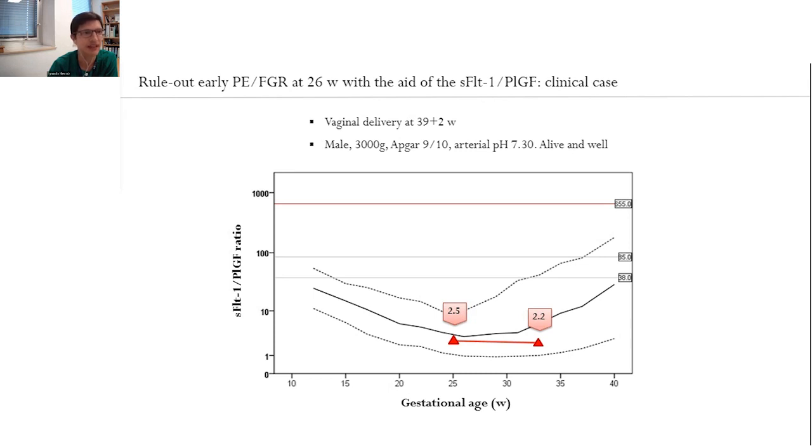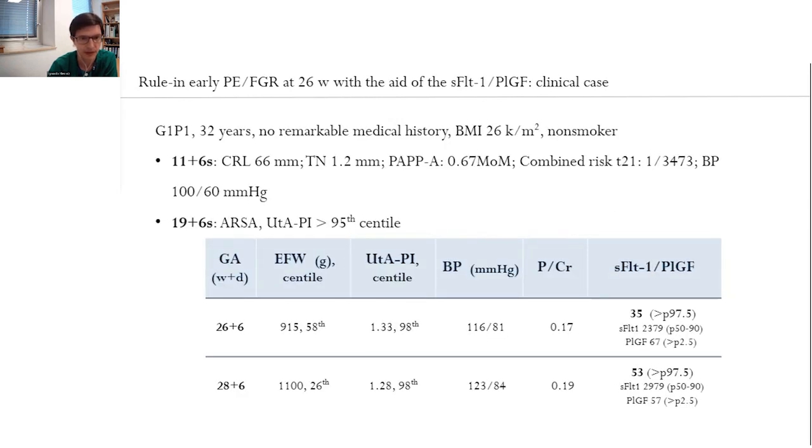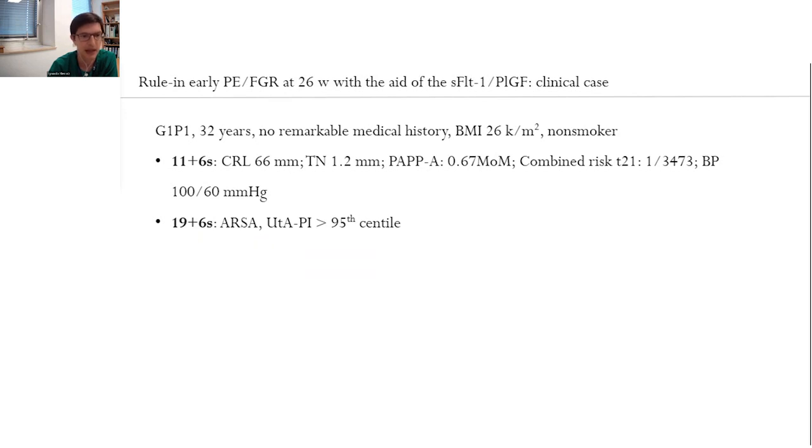So the next case is also a woman without remarkable medical history. I hope you are showing my slide. And again, high uterine arteries at 20 weeks. So we measured her ratio, and it was high. The baby had a normal weight, normal blood pressure, no proteinuria, but the ratio was 35. It's quite high, and especially PlGF was low.